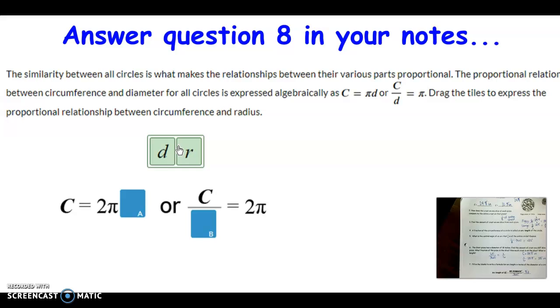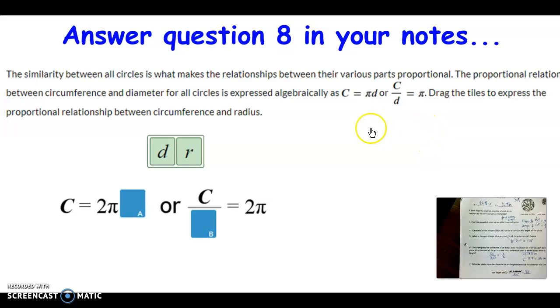Let's look at question 8 in our notes. It says the similarity between all circles is what makes the relationships between their various parts proportional. The proportional relationship between circumference and diameter for all circles can be expressed algebraically as the formula, circumference equals pi times diameter, or by dividing both sides by the diameter, we get circumference over diameter is equal to pi. Remember, pi is a constant. It's not a variable. It doesn't change. It is always the same number, and when you look at the ratio of circumference to diameter, you get that same value every single time. 3.14159, and it goes on forever.